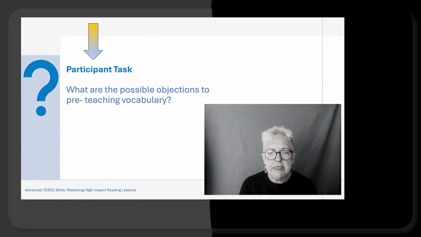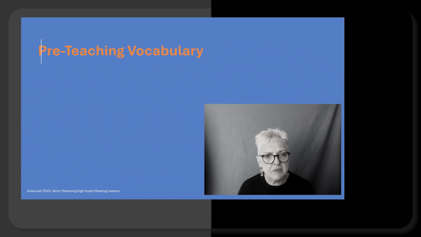A big topic is pre-teaching vocabulary. What's your position, or what do you think are the possible objections to pre-teaching vocabulary? Make some notes. Okay.